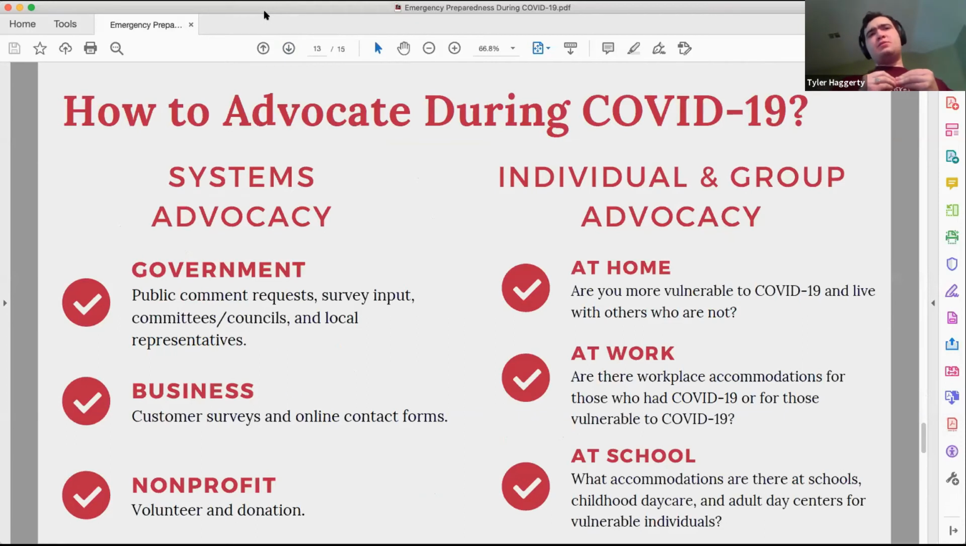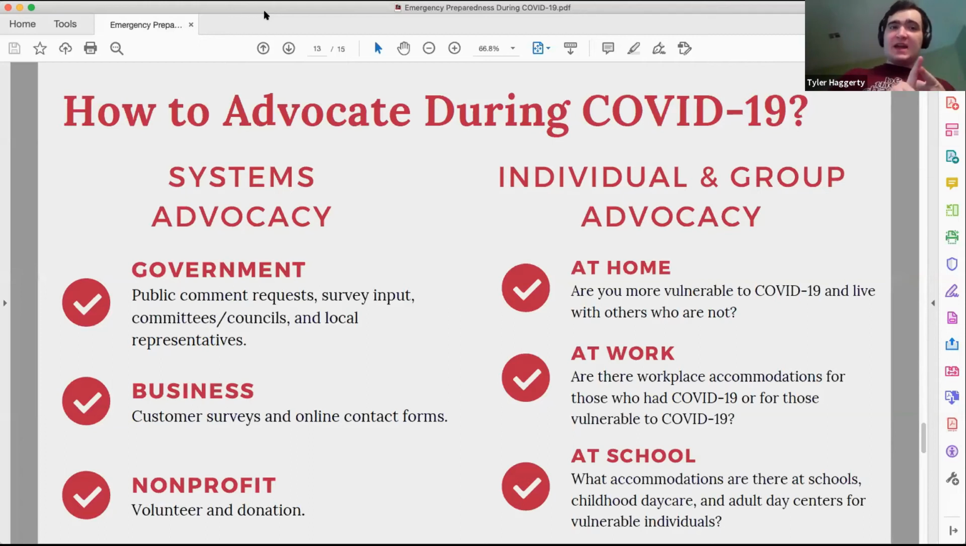Now, this slide is how to advocate during COVID-19. Especially in the most difficult of times as a society, it is imperative that we advocate for ourselves and for our communities. There are two categories of advocacy.